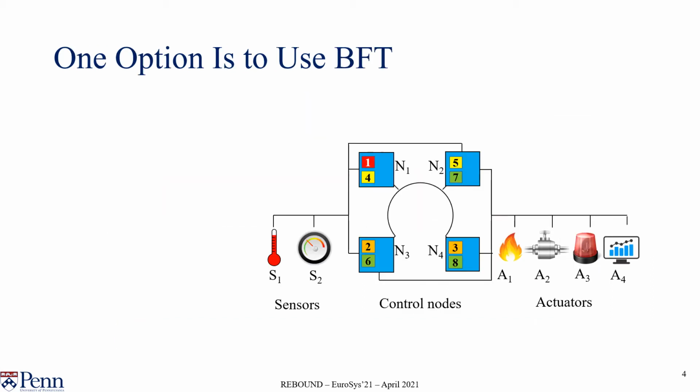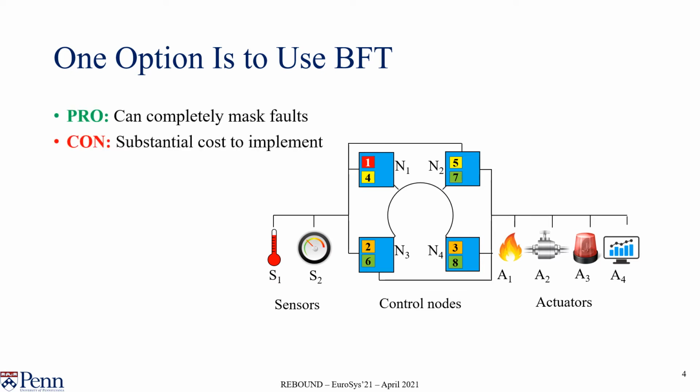One option to defend CPS against attacks is to use a BFT protocol, which has the advantage of being able to completely mask faults. However, there's a substantial cost to implementing BFT because we always need at least 2F+1 replicas to tolerate F faults. However, cyber-physical systems often use relatively simple CPUs and operate in power or space-constrained settings, so it becomes difficult to meet all of the requirements of BFT.